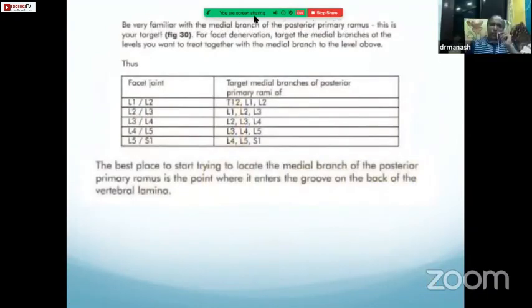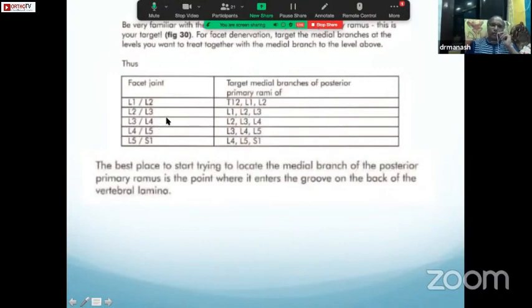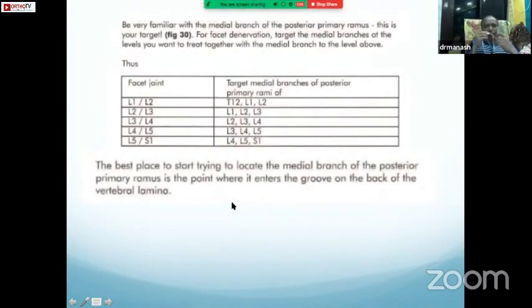So this is actually the table showing what we have to do. The radiofrequency ablation is a little bit technically more difficult than a normal diagnostic injection or normal block. So we'll discuss in a little bit of detail about the procedure, although I don't have the entire video with me. So if it is an L1-2 level, we have to do the T12, L1, L2, at least one level up.